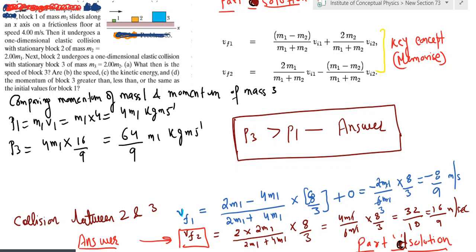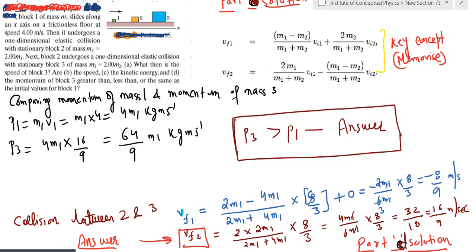We were able to calculate the velocity of mass 3 with the help of the equations you see as key concept. And you can see down below, the velocity of mass 3 has been calculated after mass 2 comes and strikes it. It is 16 by 9. So if you calculate the momentum of mass 3, it is 4 times the mass of mass 1 multiplied by the velocity you calculated using the key concept here.